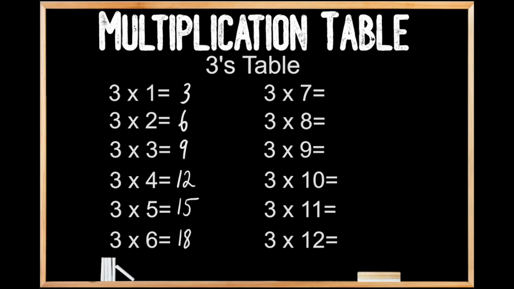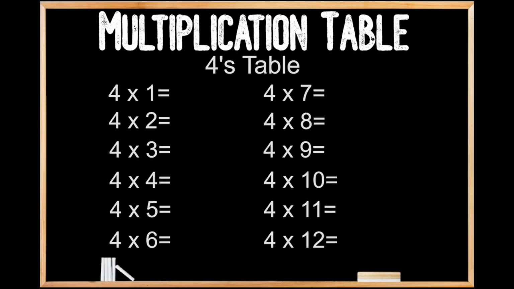3 times 7 is 21. 3 times 8 is 24. 3 times 9 is 27. 3 times 10 is 30. 3 times 11 is 33. And 3 times 12 is 36.